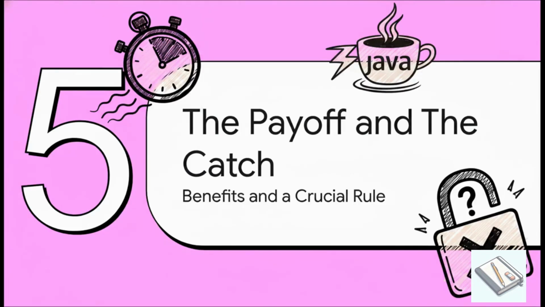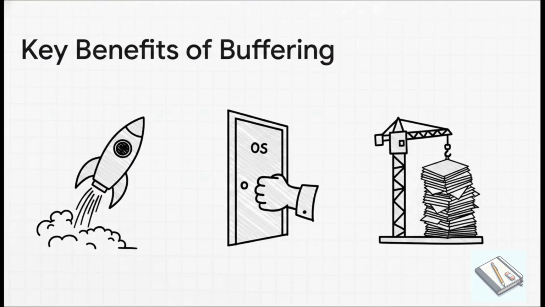We've seen the how, so let's quickly sum up the payoff and then cover one absolutely critical rule that you just cannot forget. I mean, the benefits are pretty clear, right? You get much faster I/O, you drastically cut down on those slow system calls, and your whole program just becomes way more efficient, especially when dealing with large files.